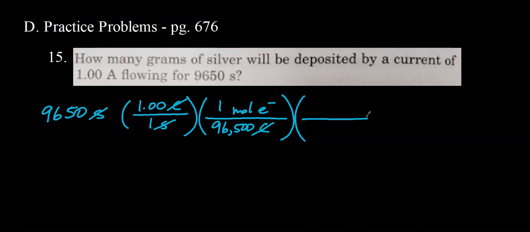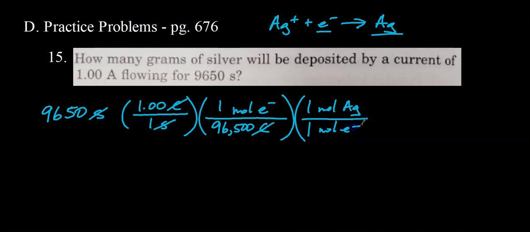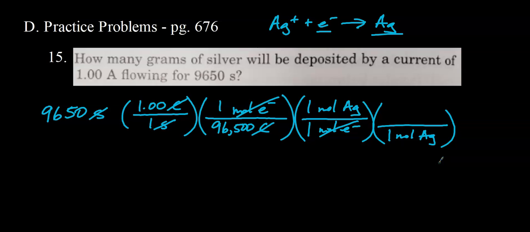Well, we can go back to our balanced half reaction, which I erased, sorry about that. Here we have moles of electrons. We're trying to find grams of silver, so we can use that mole ratio. We have 1 mole of silver metal that is produced for every 1 mole of electrons that are gained in the process. All right, and then we answer the question. We're trying to find grams of silver, so we're going to convert the moles of silver to grams. And we should get the answer.